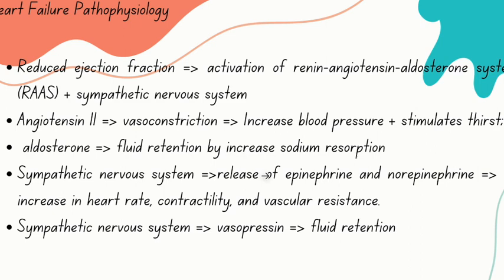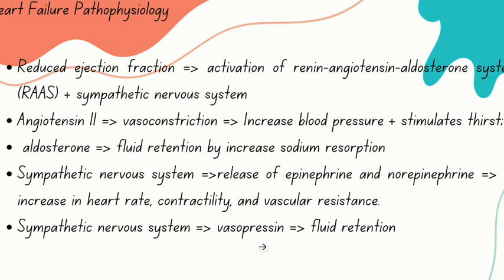So we have two things happen. One is activation of the sympathetic nervous system, can make the heart contract. Two is activation of renin-angiotensin-aldosterone that can lead to vasoconstriction and the fluid retention. And also the sympathetic nervous system releases vasopressin. Vasopressin is the anti-diuretic hormone. What does it do? It is anti-diuretic.